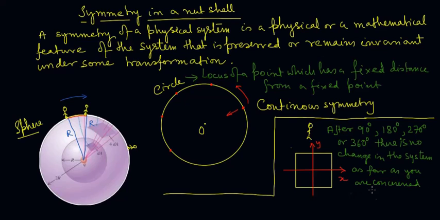But you are not moving it continuously, right? You are moving it discretely. Only these values: 90, 180, 270, 360. So this is called a discrete symmetry. You will need this in electrostatics as well. Suppose this is a discrete symmetry.